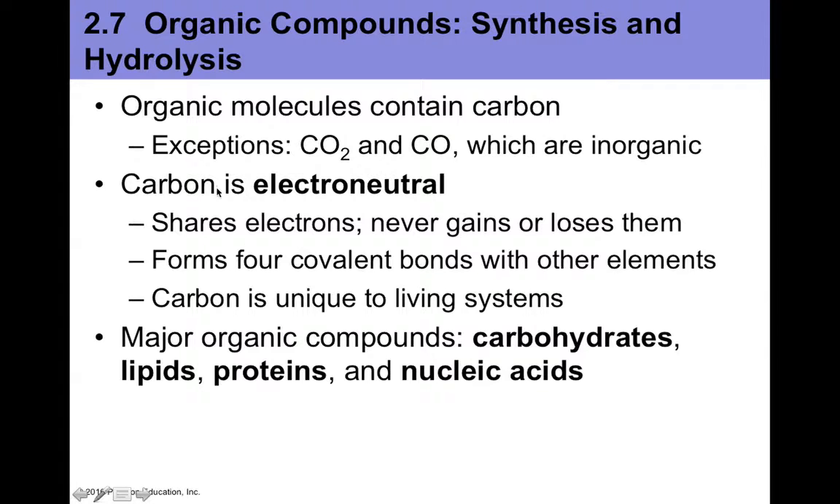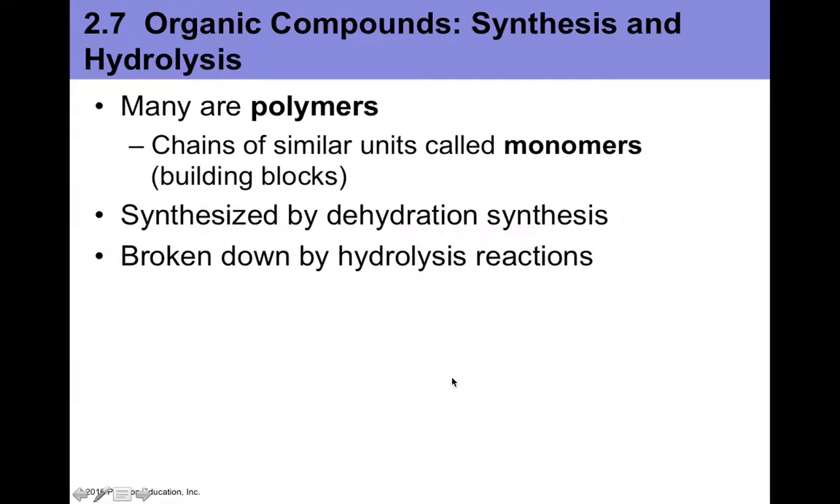And one thing that's important to know about carbon is that it's electroneutral. It shares electrons, but it doesn't gain or lose electrons because it's able to hold onto its electrons pretty well. It can form up to 4 different covalent bonds with other elements, and carbon is unique to the living system. So we have carbon-based life forms here on Earth, and a lot of the molecules that make up our body are carbon-containing organic compounds like carbohydrates, lipids, proteins, and nucleic acids. In the following videos, we'll go into more detail on the structures and functions of each of these major types of biomolecules.